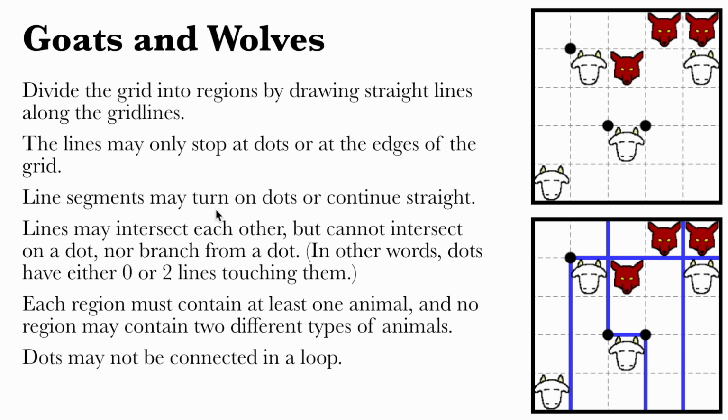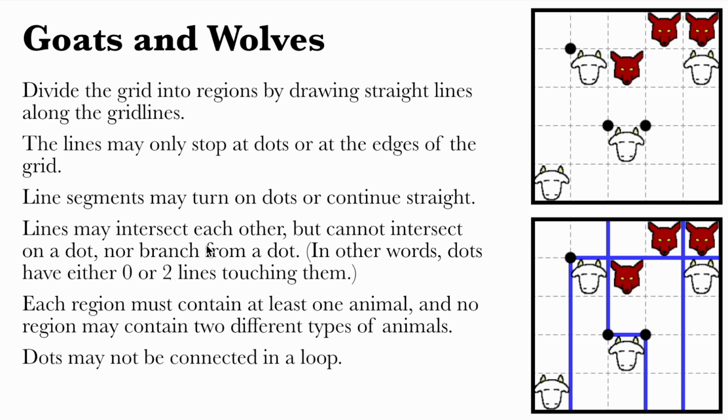Line segments may turn on dots or continue straight. And in the example, there are 3 dots here and all of them have turns, but the rule is saying that those don't have to be turns. The line could keep going on those dots. That would be allowed. Otherwise, though, the lines have to keep going straight to the edge of the grid.